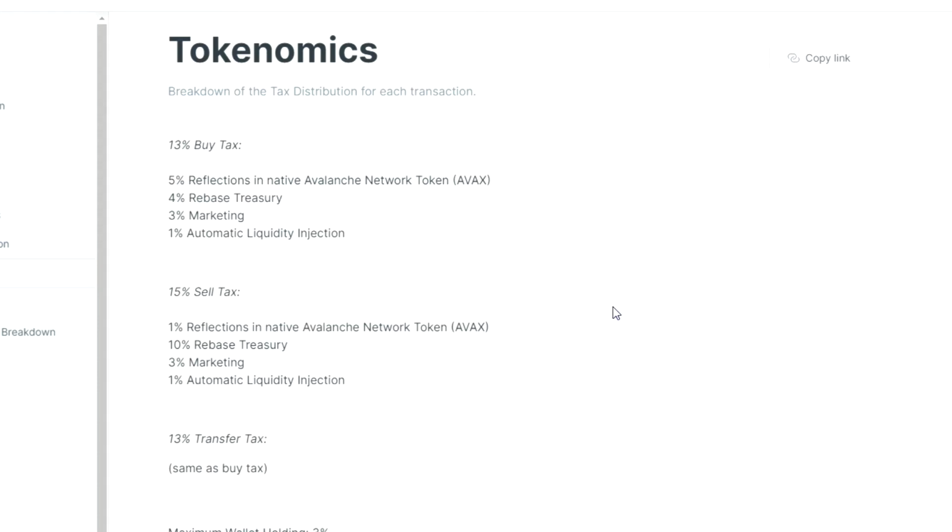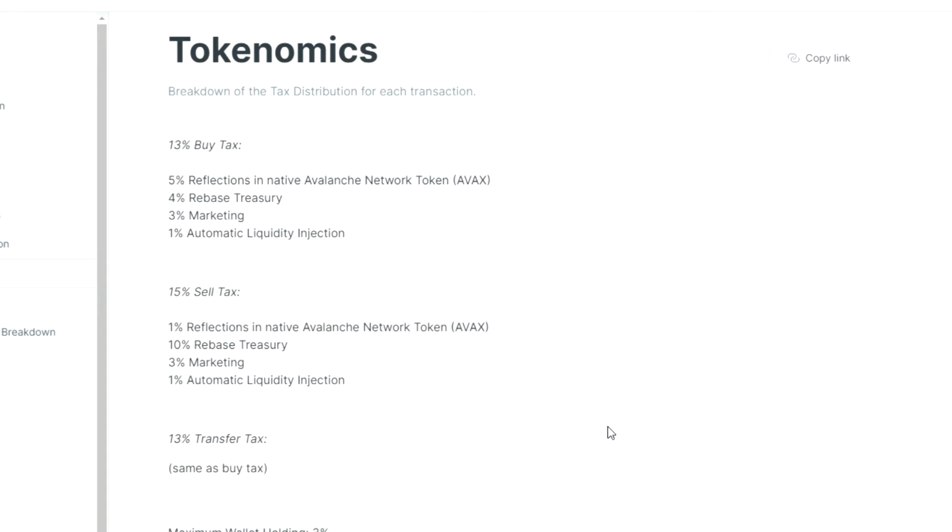Out of that $13, 5% goes to reflection in native Avalanche token, 4% goes to the rebase treasury, 3% to the marketing, and 1% to the liquidity. Whenever you sell, there is a 15% tax: 1% reflections in native AVAX, 10% rebase treasury, 3% marketing, and 1% the automatic liquidity injection.